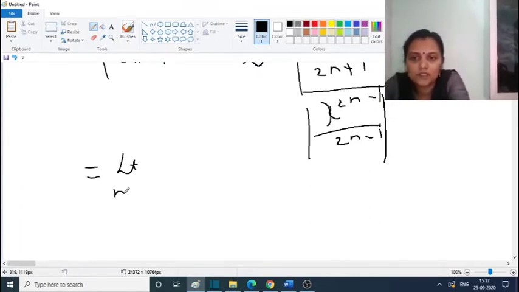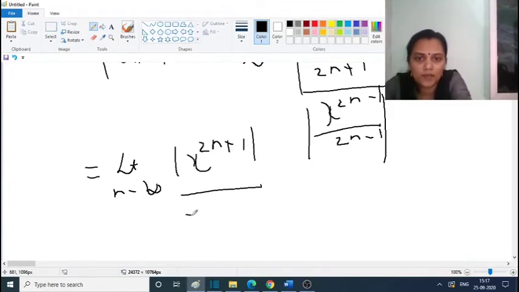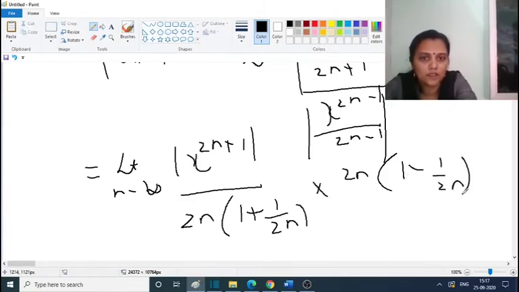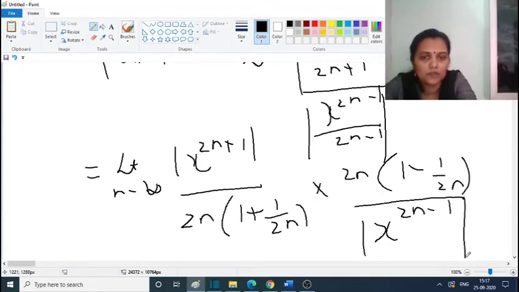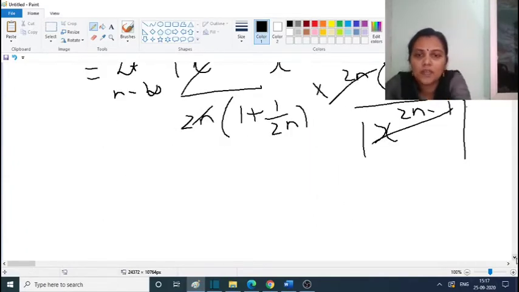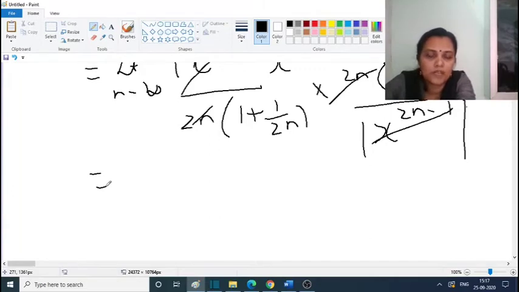Which is equal to limit n tends to infinity, modulus of x raised to 2n plus 1 divided by x raised to 2n minus 1, and we can take the 2n outside, so this becomes 1 plus 1 by 2n over 1 minus 1 by 2n. When we cancel these terms, this becomes x square, and the 2n terms cancel. When n tends to infinity, 1 by 2n becomes 0, so the limit will be x square.